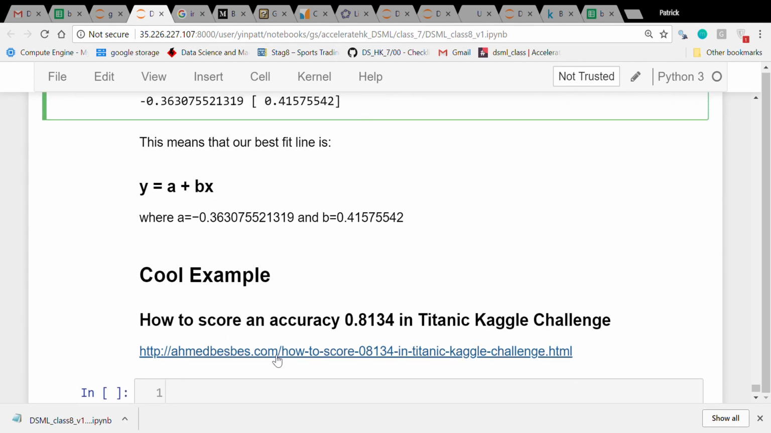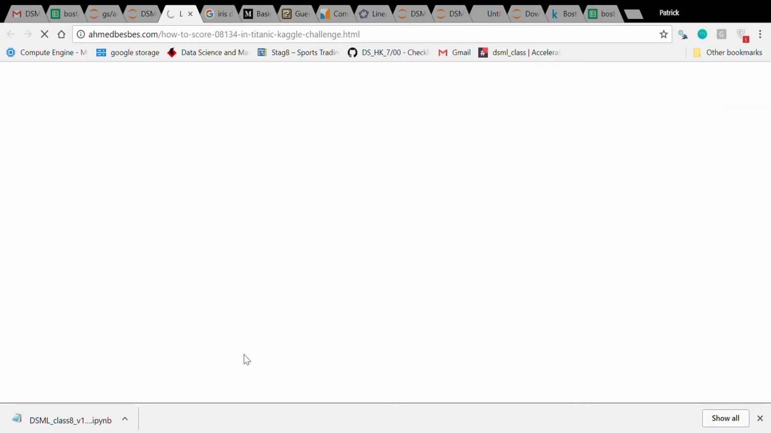So the only homework for today is to read this. We have another very famous dataset in machine learning called the Titanic dataset, and it is on Kaggle. You can compete on it, and this is just an article to teach you how to get the highest score in this exercise. Okay, so the homework is just to read.